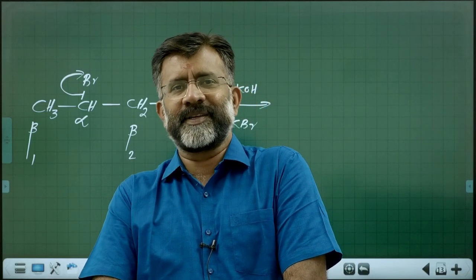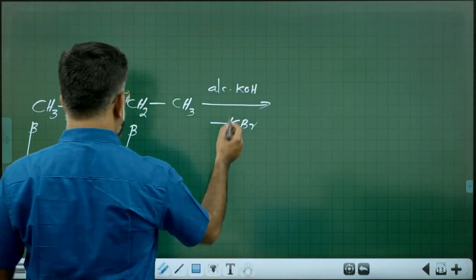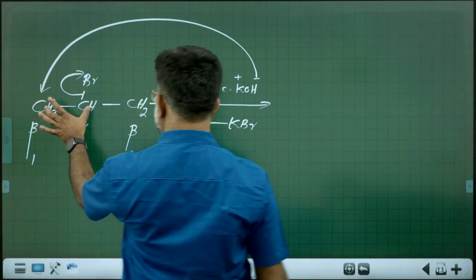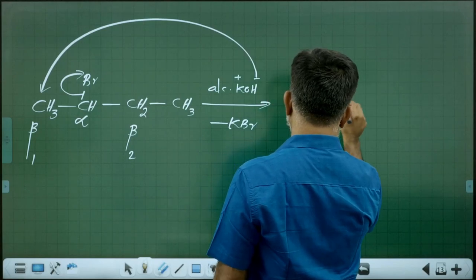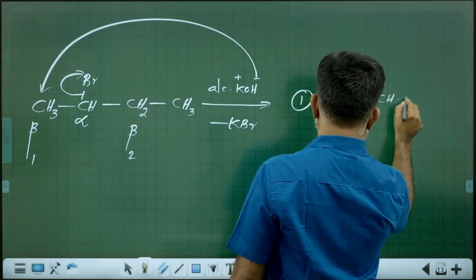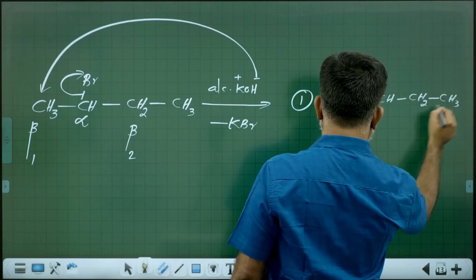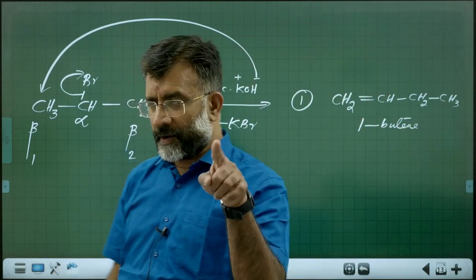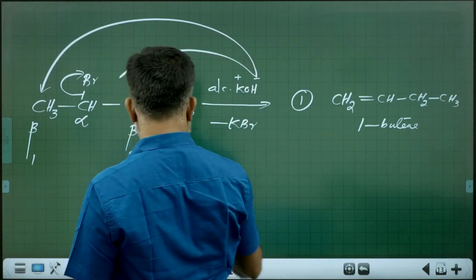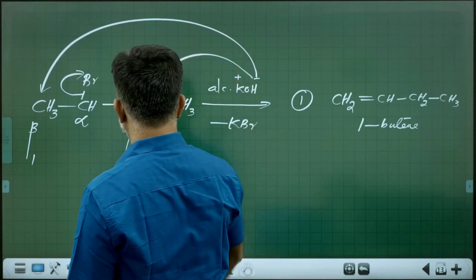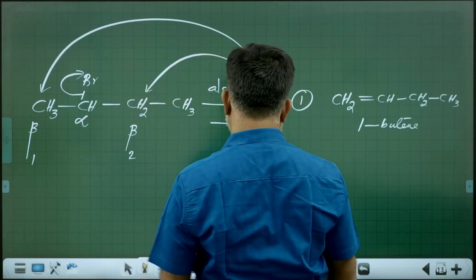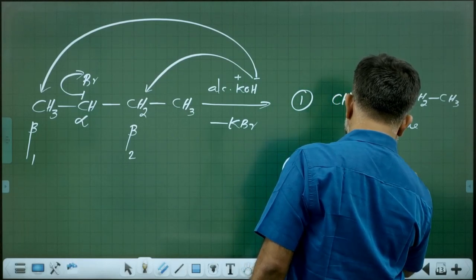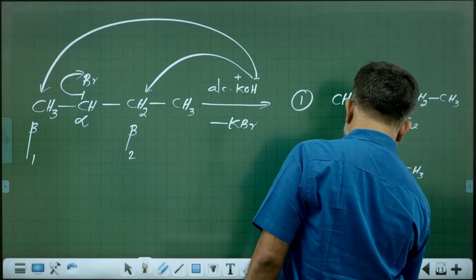So from where will the hydrogen be eliminated? Is the base OH minus going to attack this beta hydrogen, and thereby you get a double bond over the 1-2 carbon, product number 1? You get CH2=CHCH2CH3, that is 1-butene. Or is the base going to attack this beta hydrogen, beta 2, thereby you get a double bond over the 2-3 carbon? Second product, you get CH3CH=CHCH3, 2-butene.